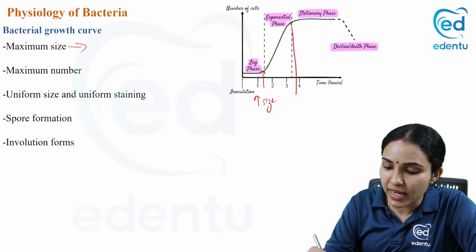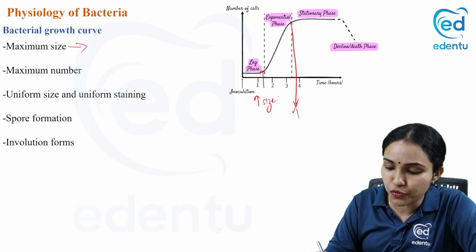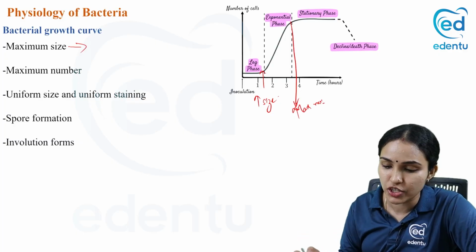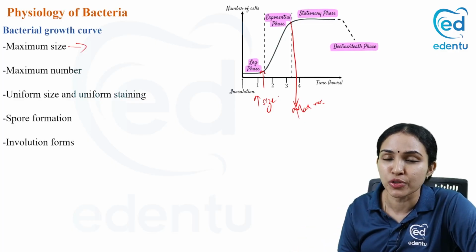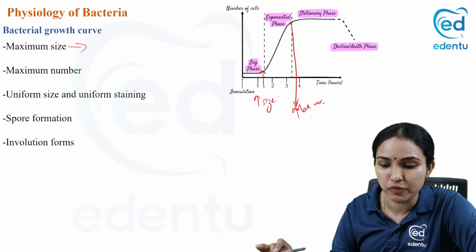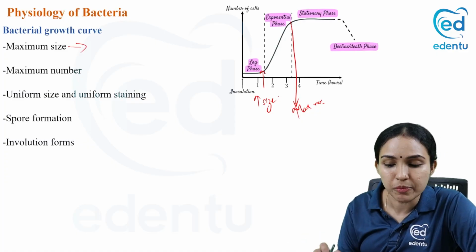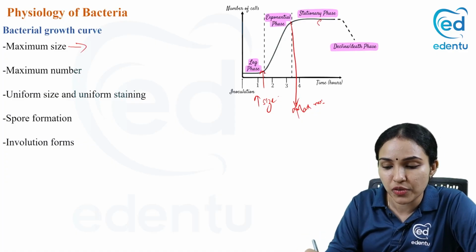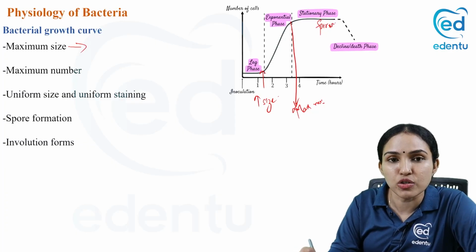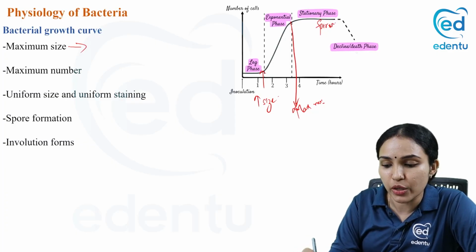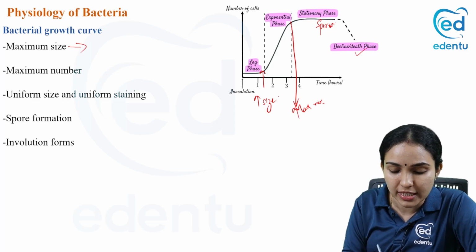And when will you get the maximum number? It is at the end of exponential phase. Maximum number at the end of exponential phase. And when will you get uniform size and uniform staining of bacteria? I told you, it is in the log phase or exponential phase, when bacteria is happily dividing. So everything will be beautiful in the exponential phase. What happens in the stationary phase? In the stationary phase, bacteria is deprived of nutrients, so it will form spores and also the staining will be irregular. And finally, in the decline phase, you will get the involution form.